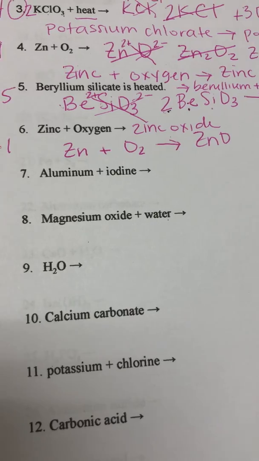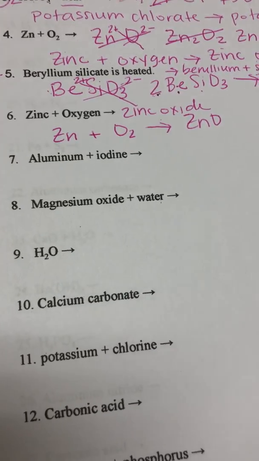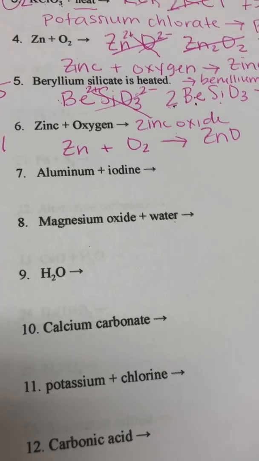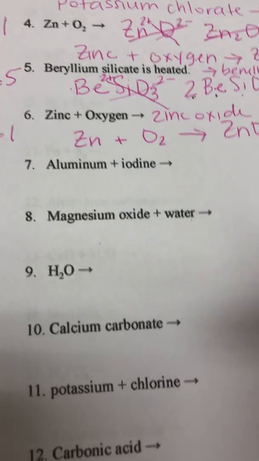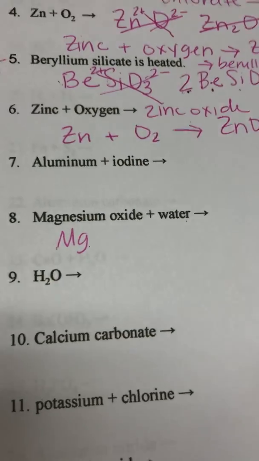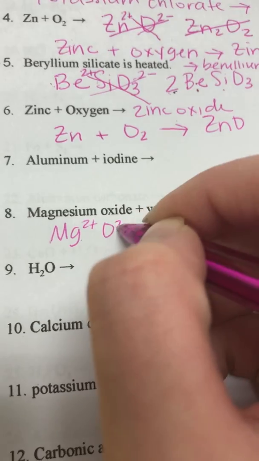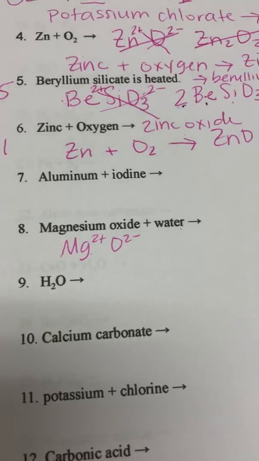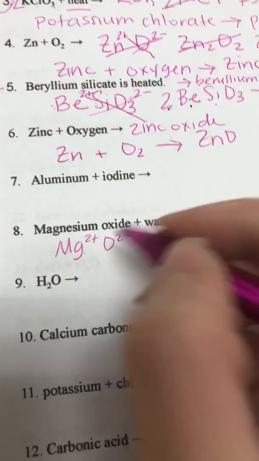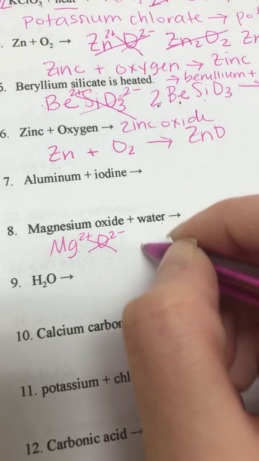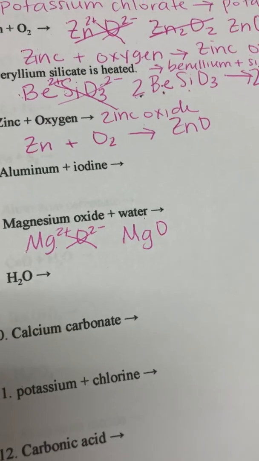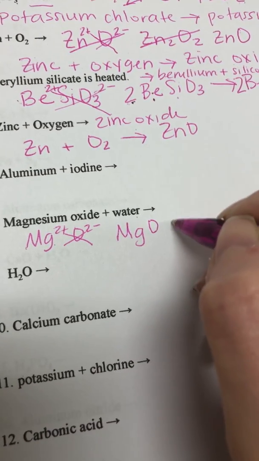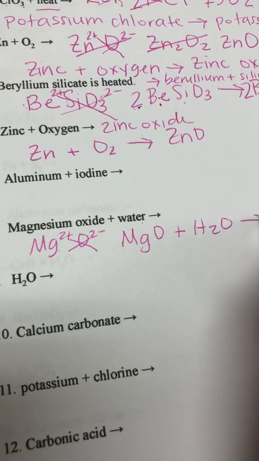So magnesium oxide, so I know that it's a compound because it ends in oxide. It's 2 elements bonded together. Magnesium is a metal, so it's an ionic compound. So when I write my formula, I have to take into account my oxidation numbers. So magnesium is 2 plus, oxygen is 2 minus. If I do my crisscross rule, remember my 2's are going to reduce. I end up with just magnesium oxide, MgO, plus the formula for water is H2O.